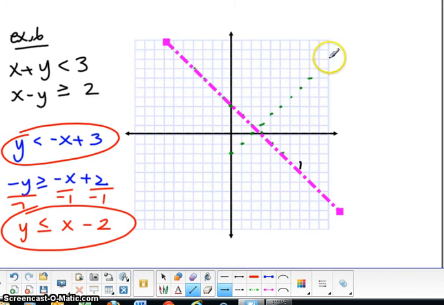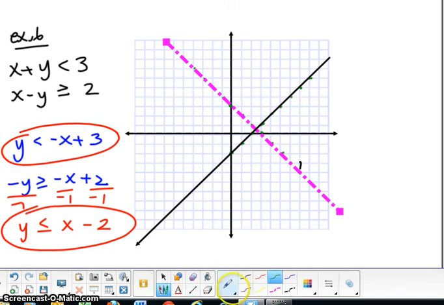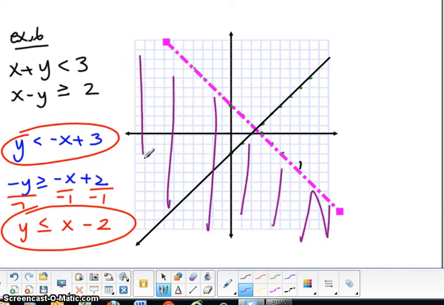So this solid line, I'm going to start here, all the way down like so. Alright, both of them are less than. So underneath the purple, we have to go everything below. So I'm just going to do a little bit of shading and save the big shading for when I'm actually seeing what's in common. The red one is also less than, so I'm going to shade everything this way.